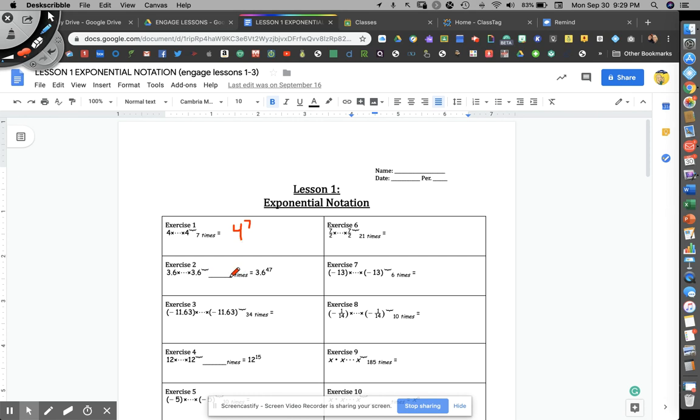Let's look at number 2. We have 3.6 times 3.6, and the dots just means that that was a continuum. Then it says blank times. All right, but look over here where it says equals. It says 3.6 to the 47th power. So how many times was that 3.6 written out? And we would say 47 times.